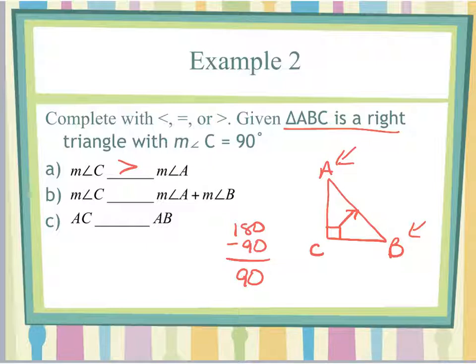So I know that angle C is going to be bigger than angle A, because A and B together are going to equal 90. So, what do I know about the measure of angle C and A plus B? They're equal to each other. And now what about the relationship between AC and AB? AB's bigger. Good, because it's the hypotenuse. It's opposite the largest angle.